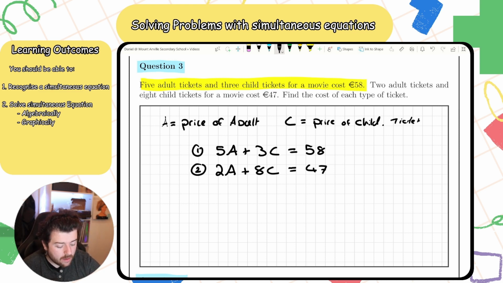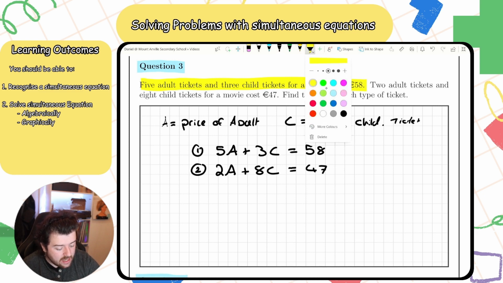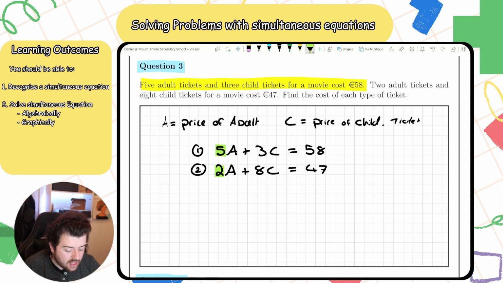I'm looking at my a's. I'm just going to cancel out my a's. So I need to make sure they have the same coefficient in front but opposite signs. We're going to find the lowest common multiple, which is 10. So I'm going to multiply my top one by -2, and my bottom line by 5.